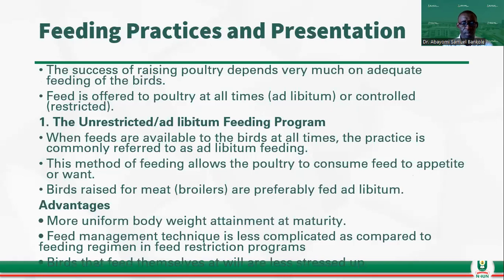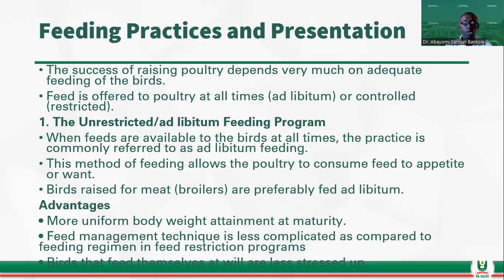Now, let's go to another thing: feeding practices and presentation. I want to look at the different feeding practices in the poultry industry and how they are presented. Now, the success of raising poultry depends very much on the adequate feeding of the birds, as we have said earlier. Feed offered to poultry at all times is referred to as ad libitum, while the controlled feeding system is referred to as restricted poultry feeding. Let's take these two one after the other.